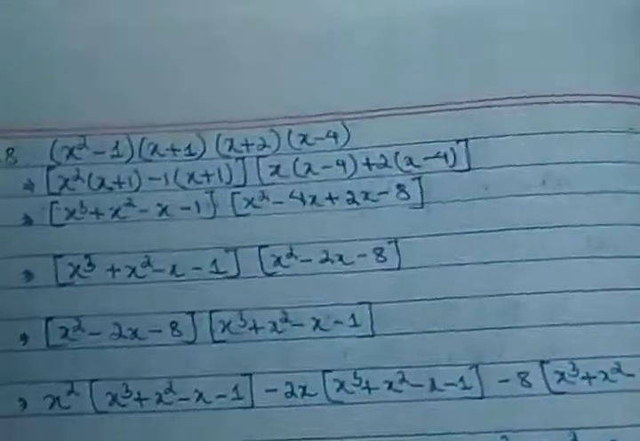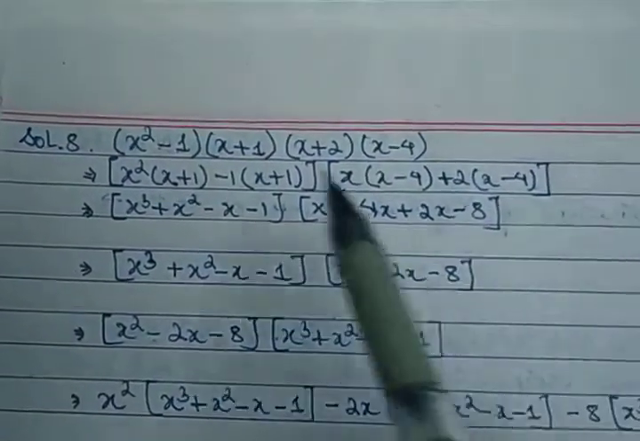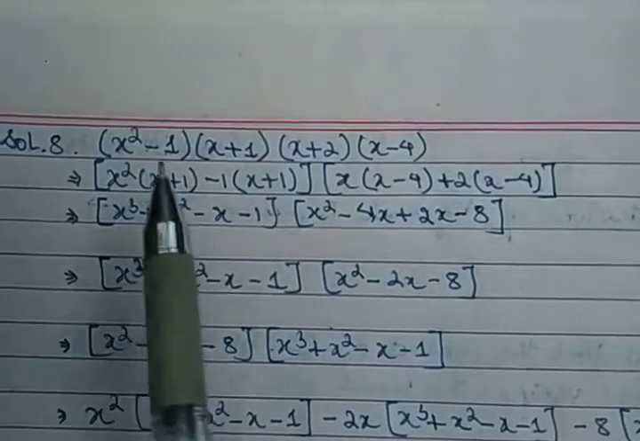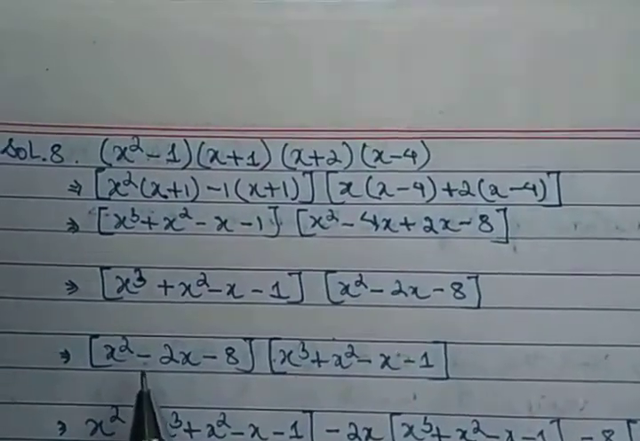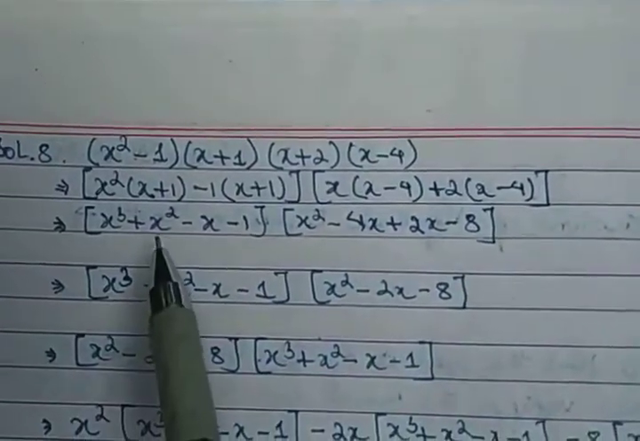so moving on to the next question. What do we have here? In question number 8, we got multiplication of 4 terms. Now all the 4 terms are given as binomials. See, 2 terms, 2 terms, 2 terms, 2 terms, isn't it? Now for this, what are we supposed to do?